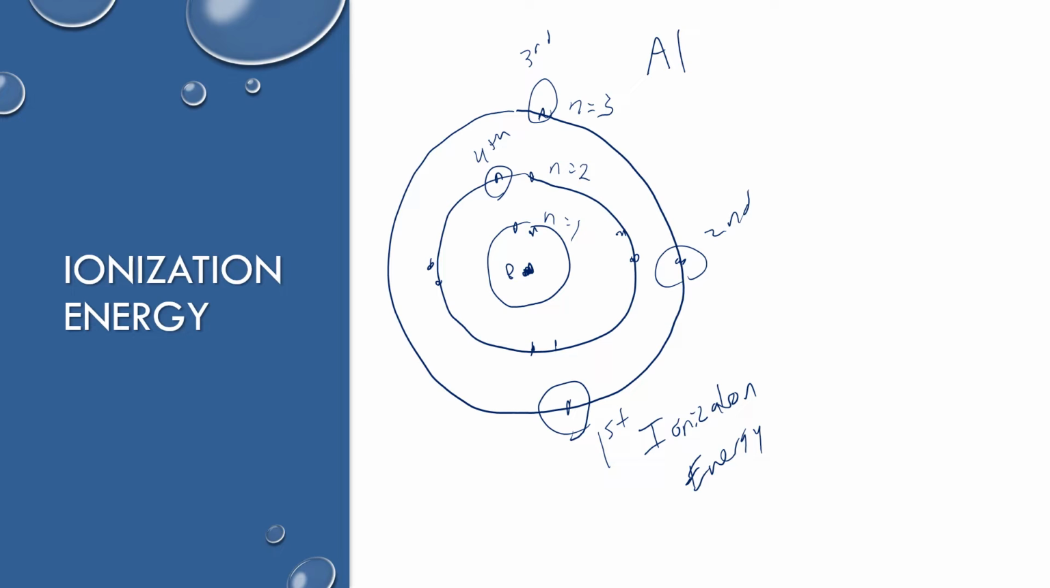Also, this is a good time to mention that when we're removing the electron, you're breaking a force of attraction between the proton and the electron. And anytime you are breaking a bond or breaking a force of attraction, that requires an input of energy. So this is going to be endothermic, which is why all of our ionization energy values are going to be positive values, because it requires an input of energy to break that force.